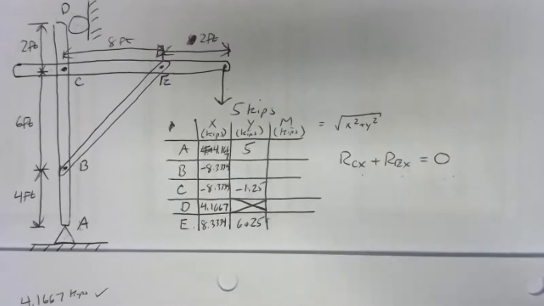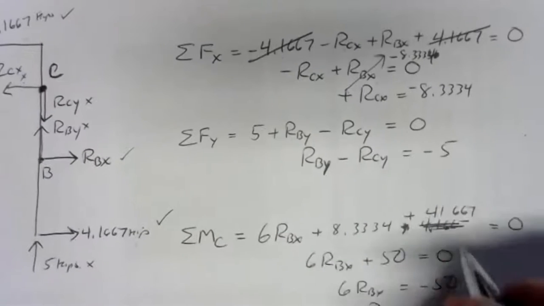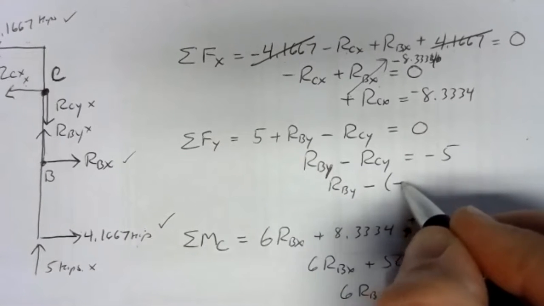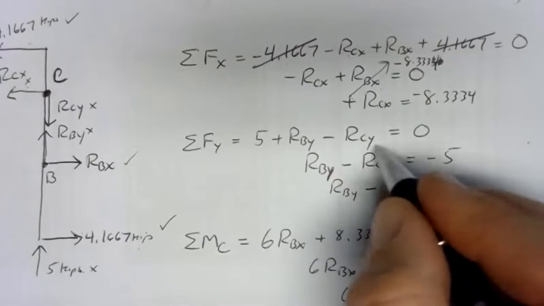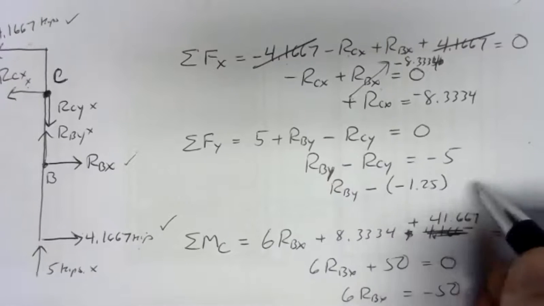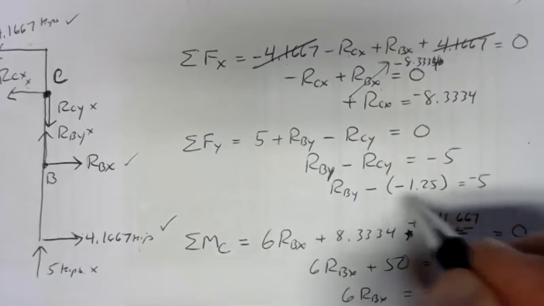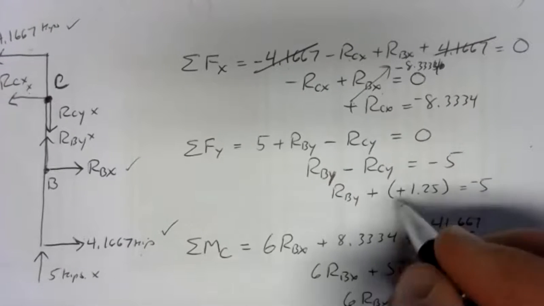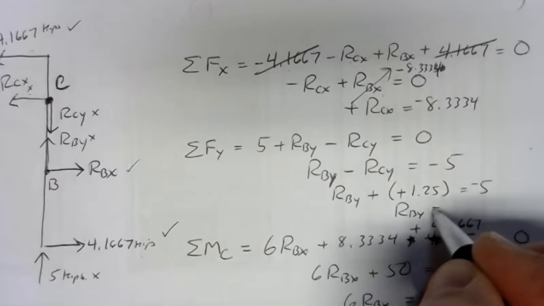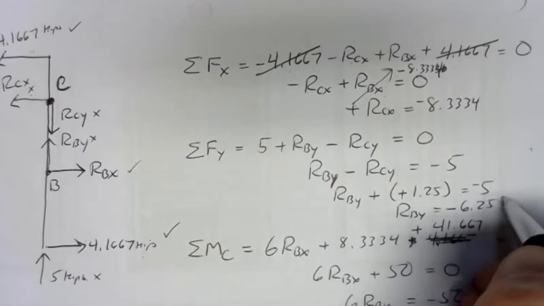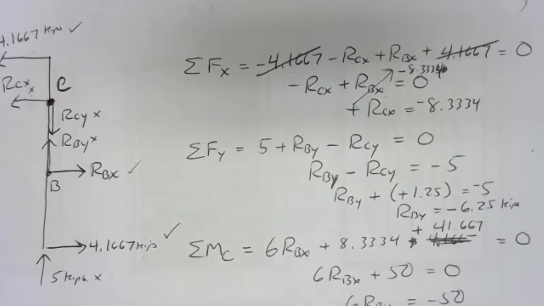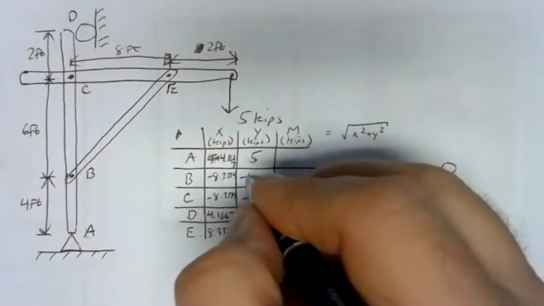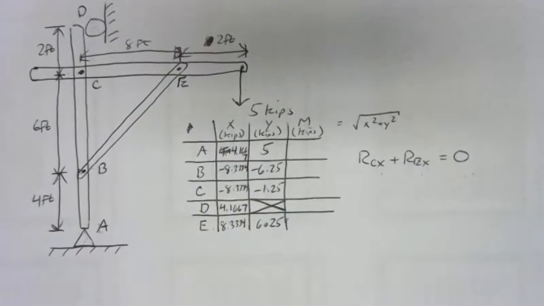And then just one value left to get, RCY, or an RBY. RCY, we know what that is. It's negative 1.25. So be careful with signs here. RBY minus negative 1.25. The value RCY is negative. So we've got to deal with that double negative. That's equal to negative 5. Double negative is a positive. And when we subtract 1.25 from both sides, RBY equals negative 6.25 kips. So negative 6.25 for RBY.